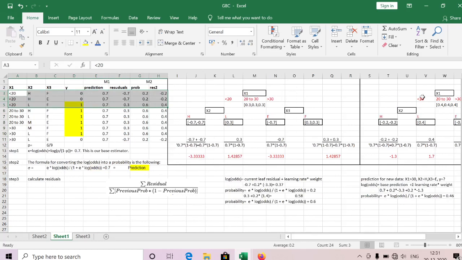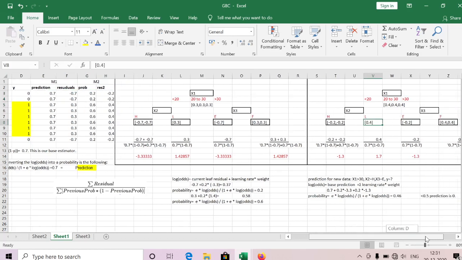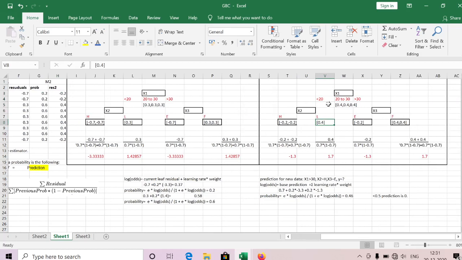Less than 20, my x2 is high, then these two records are minus 0.2, minus 0.2. If it is low, it is 0.4. I have mentioned all the residuals here. In a similar way, for 20 to 30 I got 0.4, 0.4, 0.4. And the last three records are 0.4, 0.4 and 0.2. I mentioned all the residuals here for all the leaves.